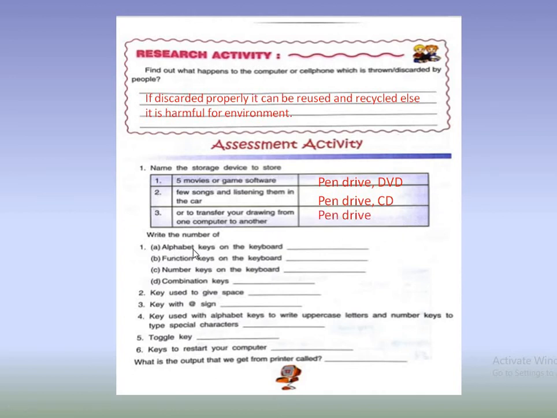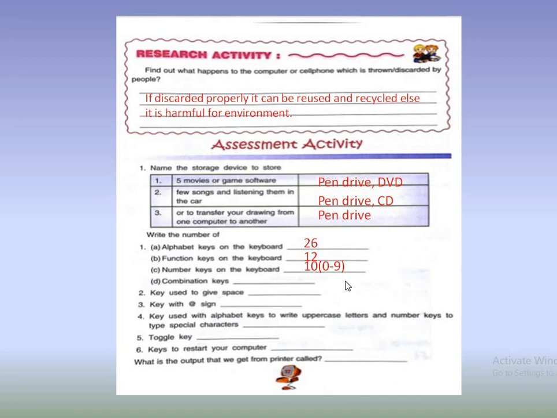Write the number of. First, how many alphabet keys are on the keyboard? 26. Yes. Next, how many function keys are on the keyboard? 12. Next, how many number keys are on the keyboard? 10. Total 10 means 0 to 9.